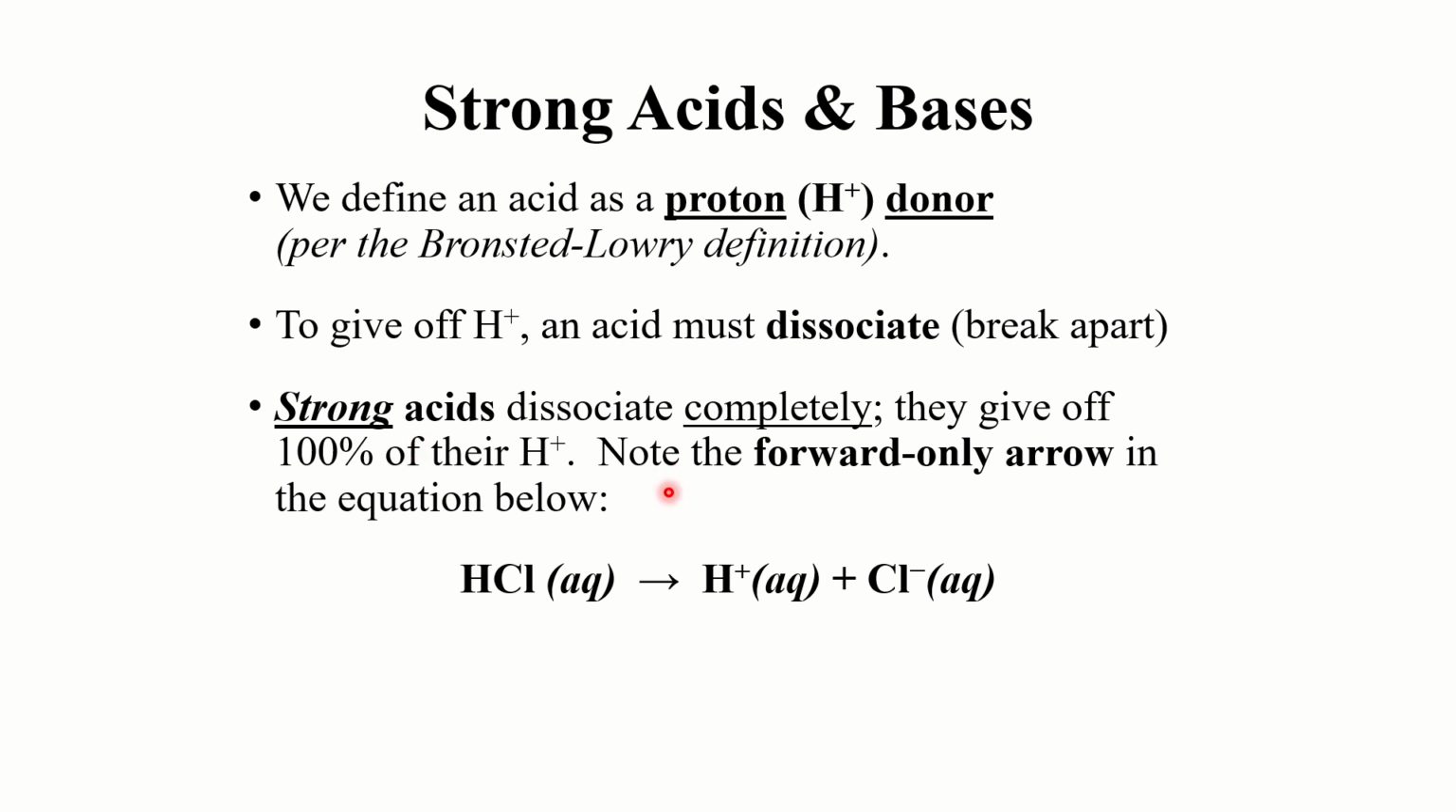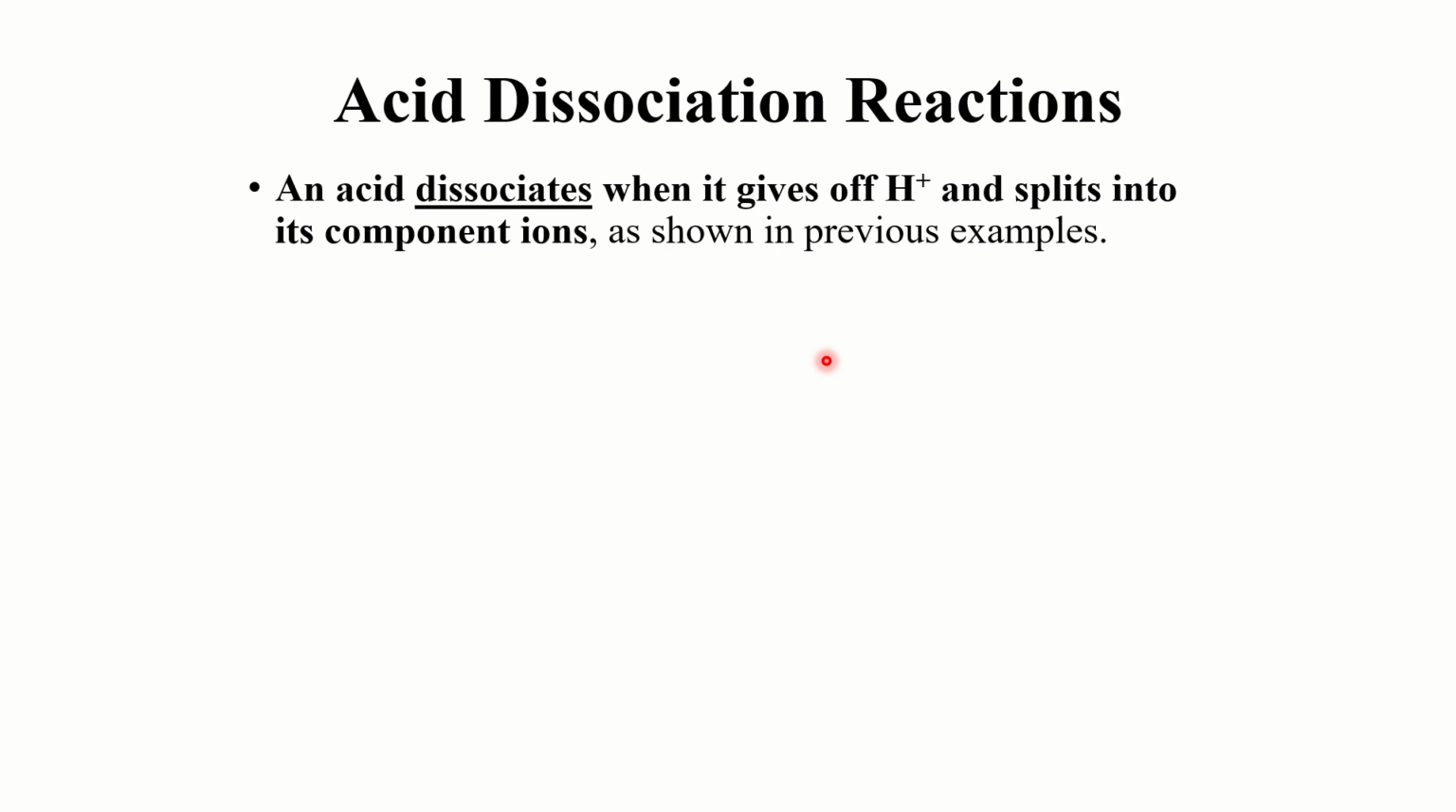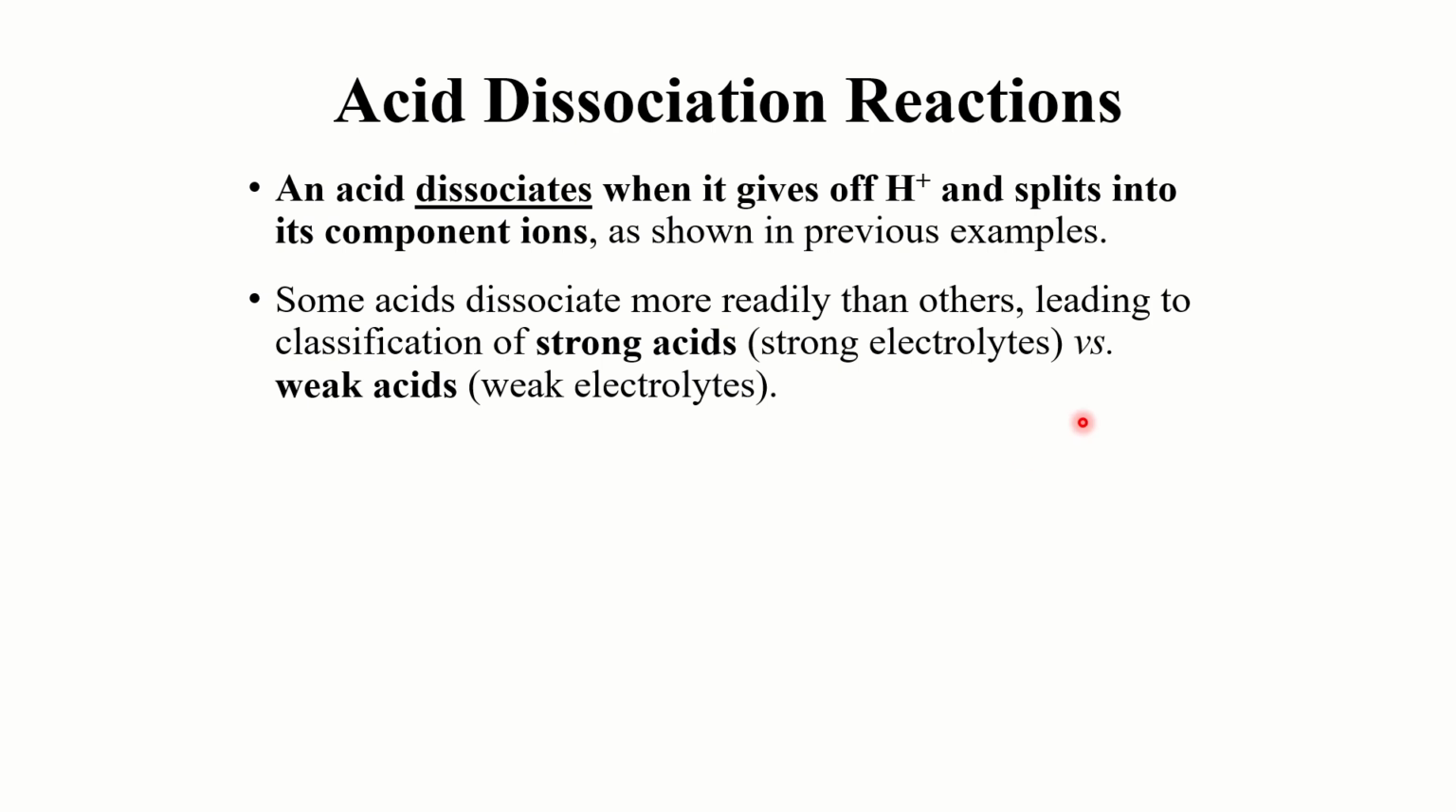Note the forward-only arrow in the equation below. So HCl forms H+ and Cl-. The forward-only arrow indicates that this acid dissociates completely. It gives off 100% of its H+. Strong bases also dissociate completely, so NaOH would completely dissociate into Na+ and OH-. An acid dissociates when it gives off H+ and splits into its component ions, as shown in those previous examples.